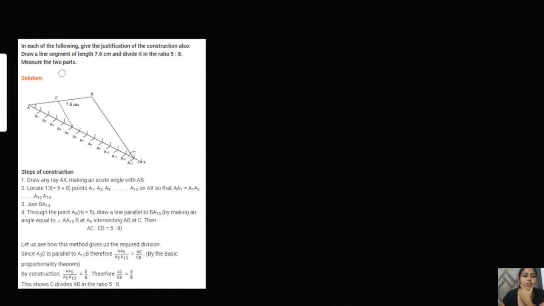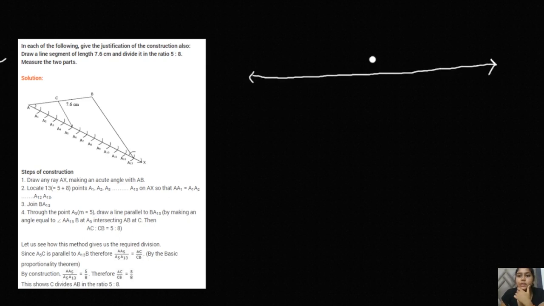So in this particular question, for each of the following, give the justification of construction. Draw the line segment of length 7.6 centimeters. So our first part is to draw the line segment of length 7.6 centimeters. Since I am drawing it roughly, that is why I am taking it roughly. You have to draw it with the help of the scale, and always remember that construction has to be done very neatly. You don't have to make a mess in the construction. You should be very good at your angles, at your lines, in your measurements, everything, right?